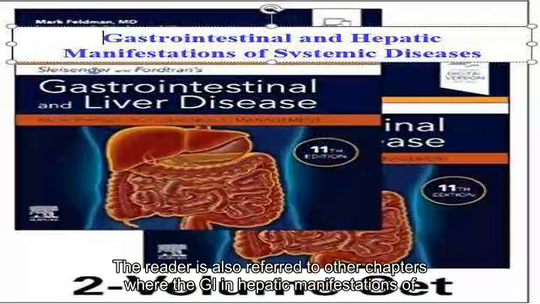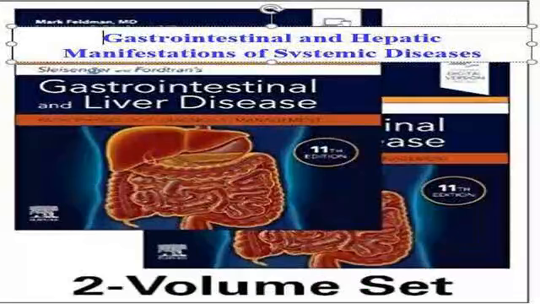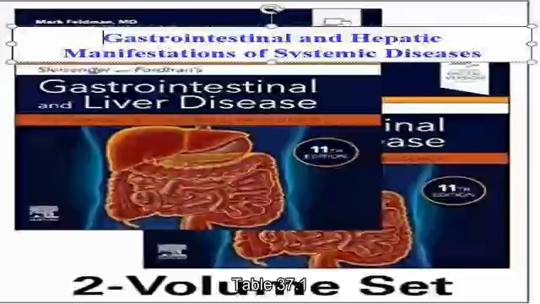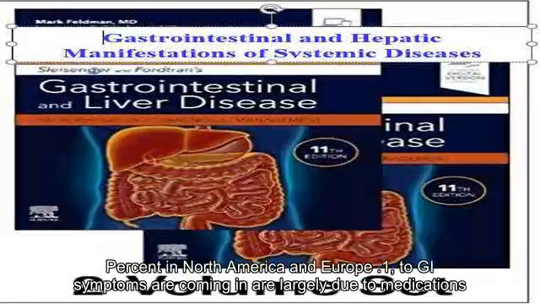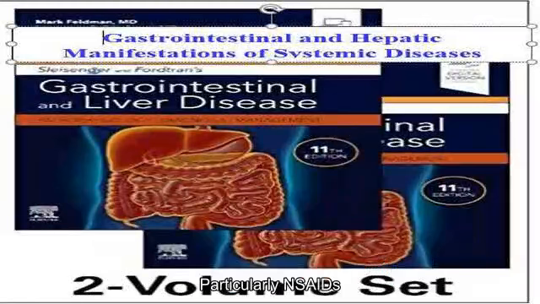The reader is also referred to other chapters where the GI and hepatic manifestations of specific systemic disorders are discussed in greater detail. Collagen vascular and inflammatory diseases, Table 37.1. Rheumatoid arthritis, RA, has a prevalence of 0.5% to 1% in North America and Europe. GI symptoms are common and are largely due to medications, particularly NSAIDs.